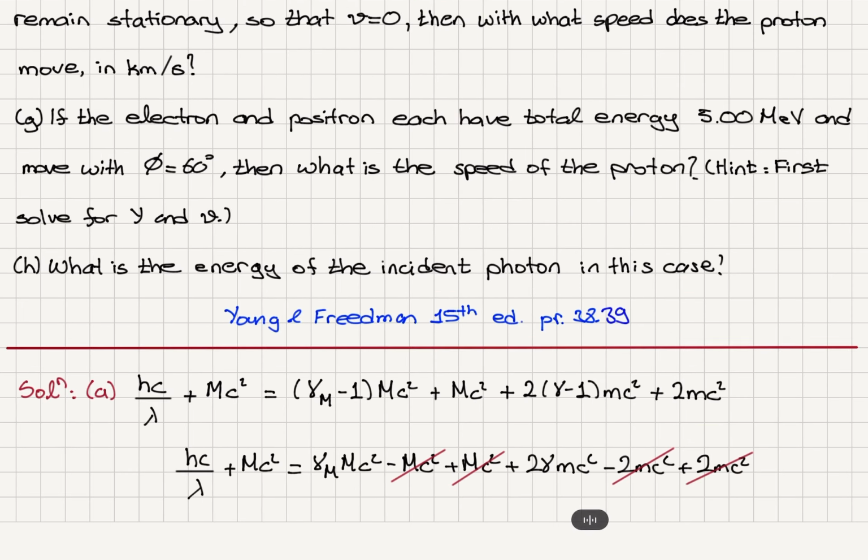Let's move on to part G. If the electron and positron each have total energy 5 mega electron volts and move with phi equal to 60 degrees, then what is the speed of the proton? Hint, first solve for gamma and V.